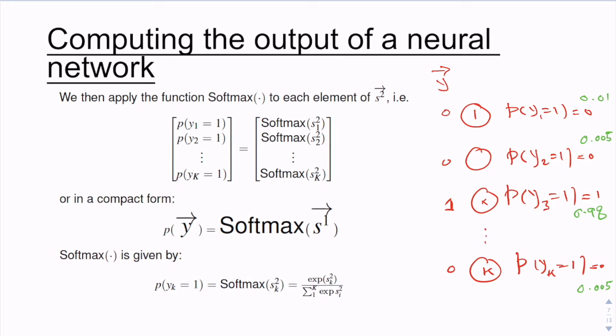So for the kth unit, we get the exponential of s_k for the second layer, divided by the sum of the exponentials of all units. Note that this 2 here doesn't mean square. It does not mean square. That's the label of the second state.